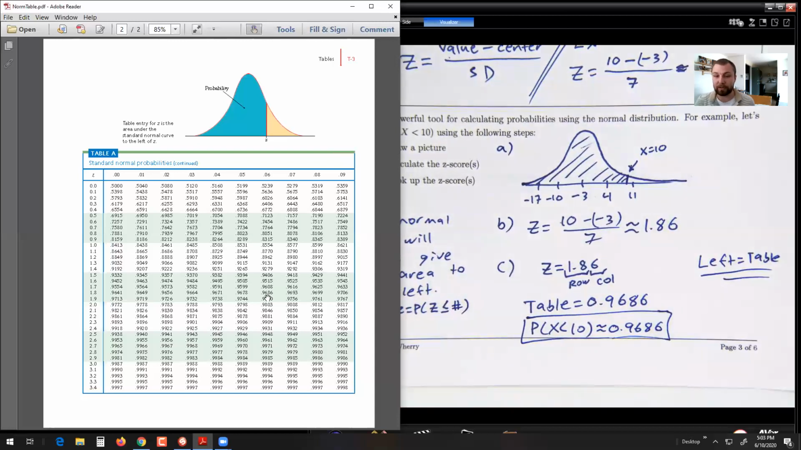So a follow-up question might be, great, but what if it's shaded to the right? How am I going to find the area if it's shaded to the right? Or what if it's between two values? So let's look at everything that could possibly happen on this next page.